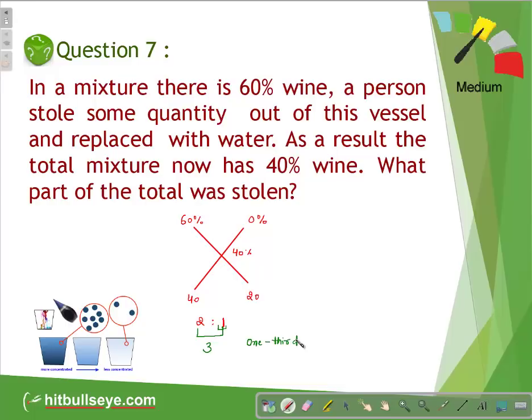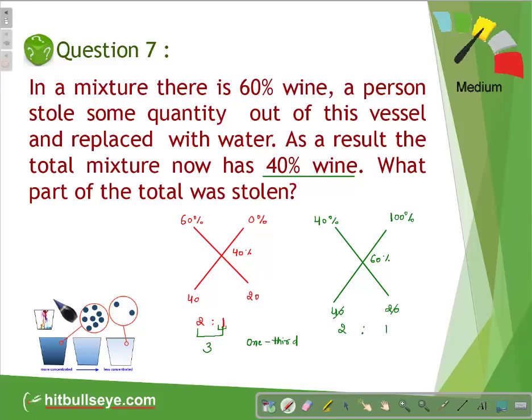Just for your better understanding, let's solve this question by way of water also. Initially it was 60% wine. So how much water was there? It was 40%. Now what did you add therein? You added water. So water means complete water, or 100% water. And finally, just read it carefully. There is 40% wine. So how much percent water is there? It is 60%. So you take up the difference. You find the ratio.